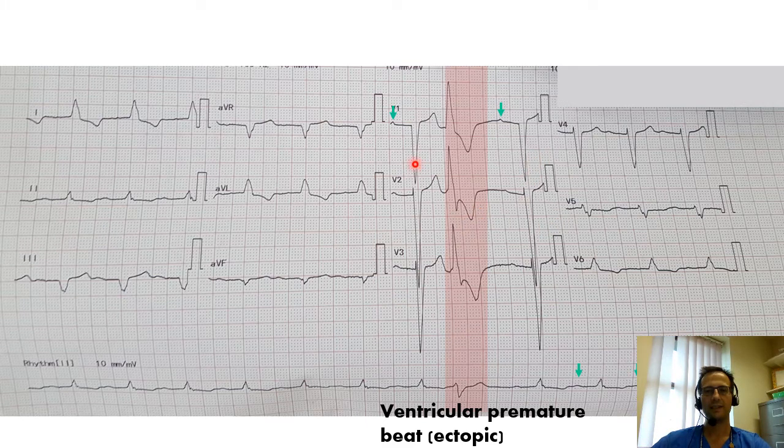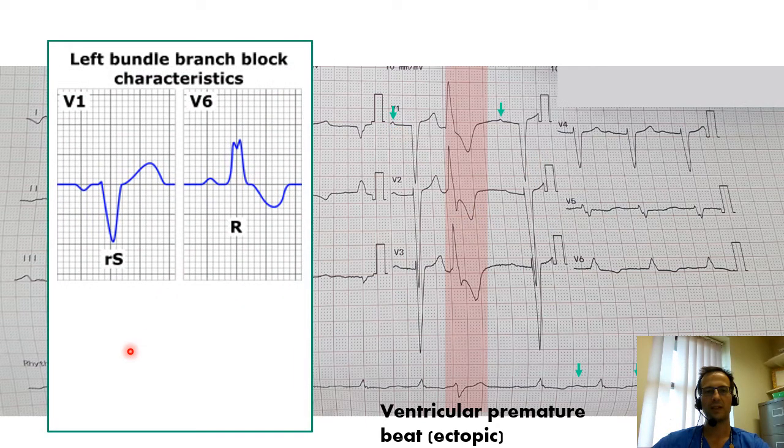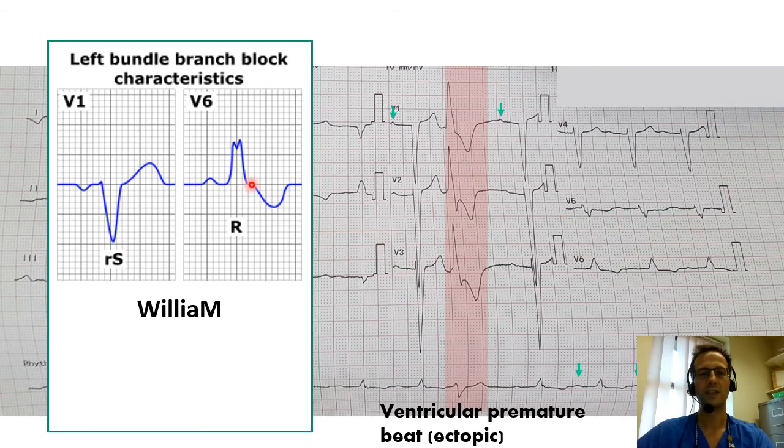So this is left bundle branch block, and we tend to remember left bundle branch block with the word William. I don't really see a W in lead V1. I can see a V very clearly, but I can't see a W. The reason we say W is because often there is fractionation of that V, and so it starts to look a little bit like a W, and I'll show you an example of that later on.